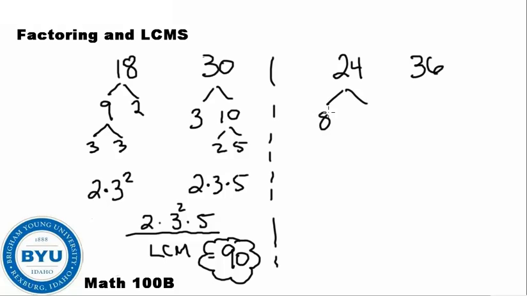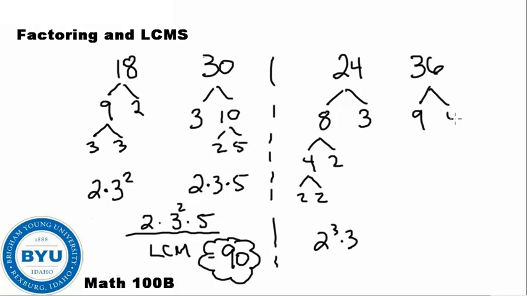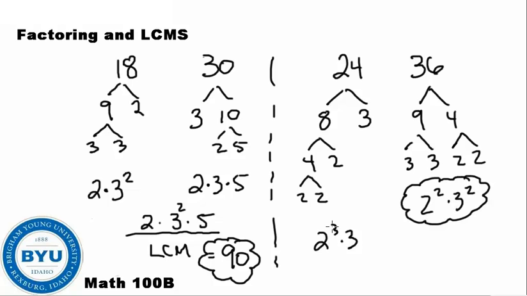24 is 8 and 3. 8 is 4 and 2. And 4 is 2 and 2. So we get 2 cubed times 3. As for 36, that's 9 and 4. 9 is 3 and 3 and 4 is 2 and 2. So it's 2 squared times 3 squared. These are the prime factorizations.